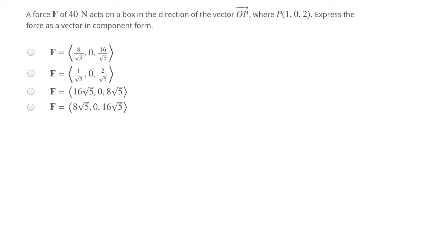Now, one thing that we're really not given in this problem is the starting point O. And so we can assume that our starting point O is really just going to be the origin. And so our vector OP is just going to be the position vector out to the point (1, 0, 2). So really it just has components 1, 0, and 2.